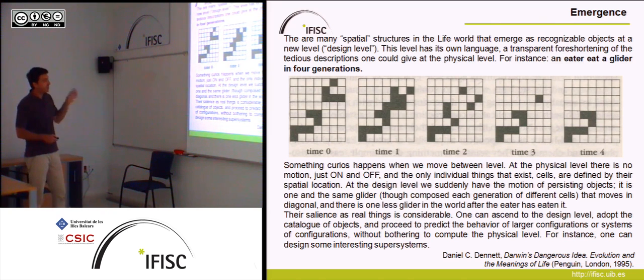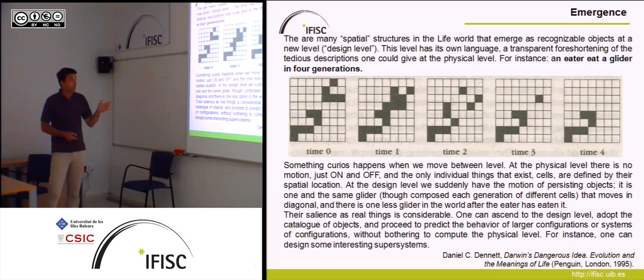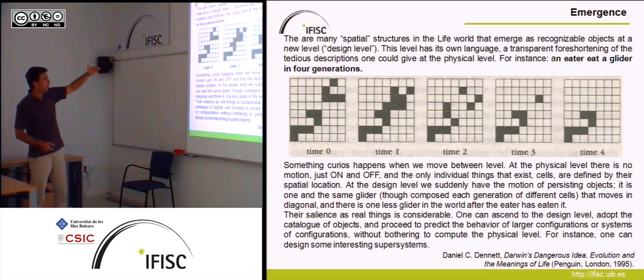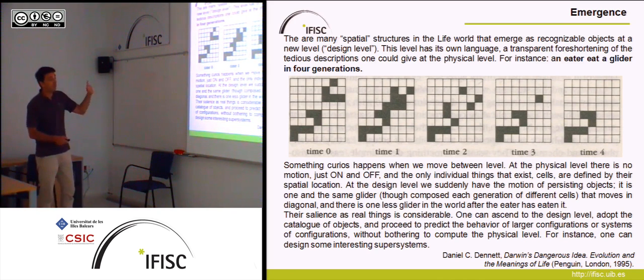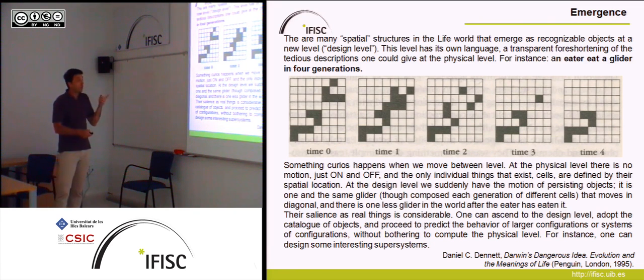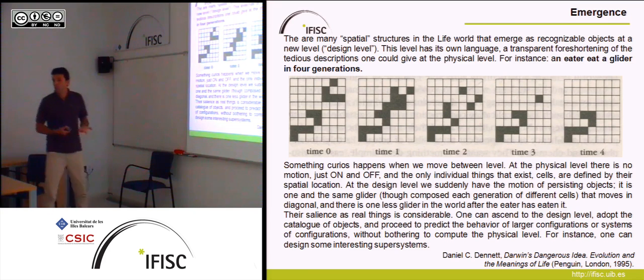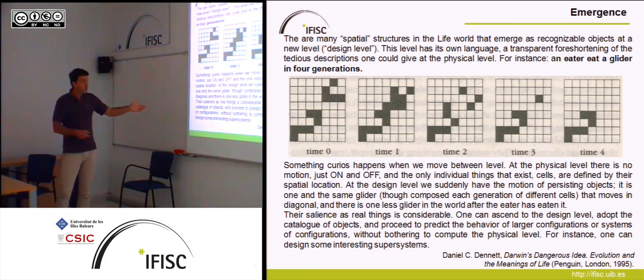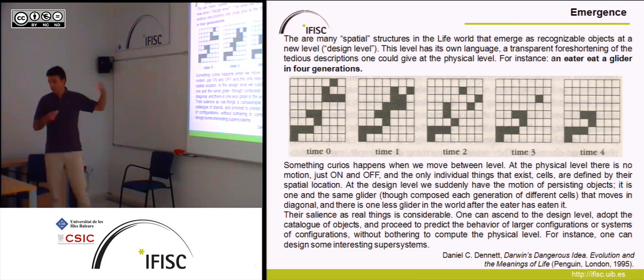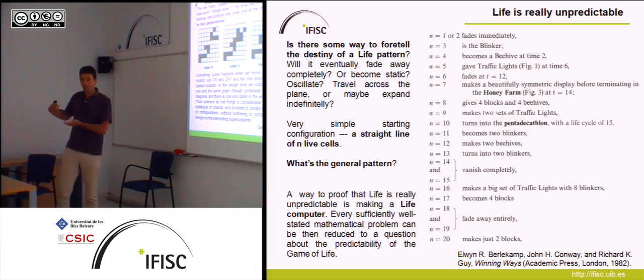The salience of real things is considerable. One can ascend to the design level, adopt the catalog of objects, and proceed to predict the behavior of large configurations or systems of configurations without bothering to compute the physical level. That's a very interesting thing, which shows this property of emergence very well. For instance, one can design some interesting supersystems. This gives you a clue about how that big system I showed you before is built.